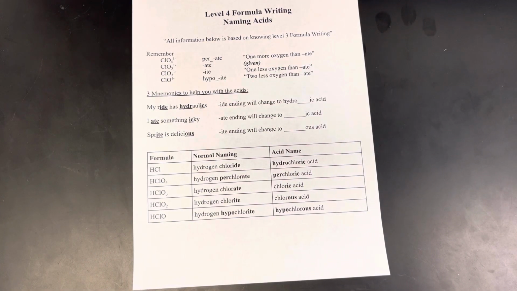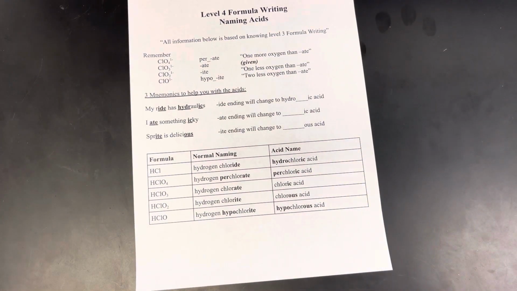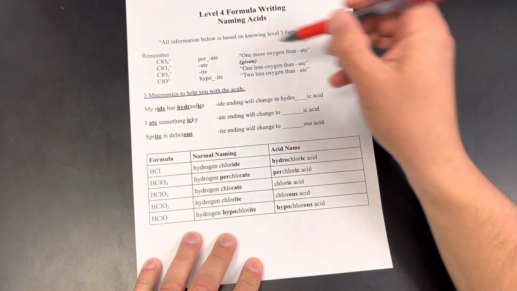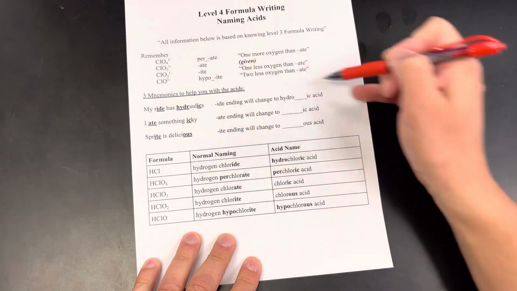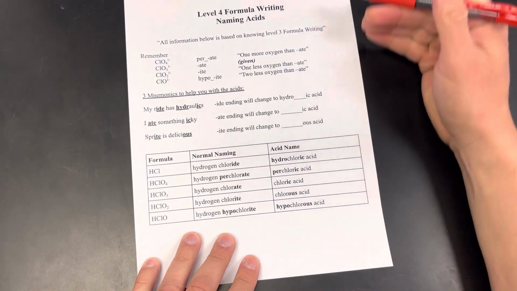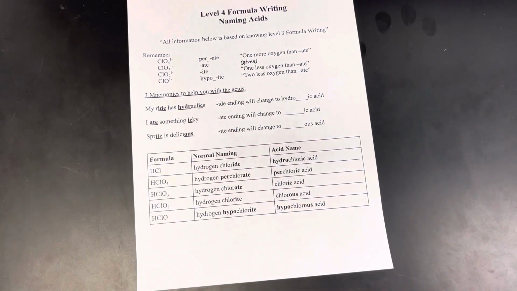Well, congratulations. You've made it to level 4, which is naming acids. If you've made it this far, you should feel pretty good about adding and subtracting oxygens, as well as adding hydrogens, because when it comes to naming acids, you need to have all that information readily available. So here at the top of the notes, I have that kind of like putting it all together from level 3. Make sure you have that mastered before you move on to acids. It'll make your life so much easier.